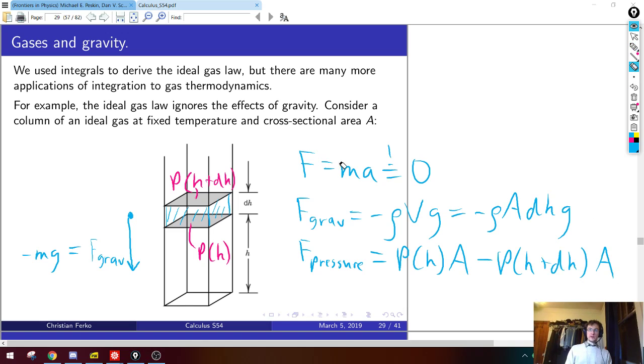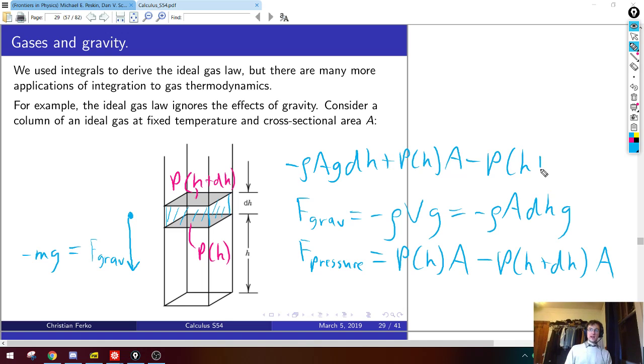Okay, so now we have our equation. The total force is 0, which means we're supposed to have minus rho A g dh, which is the first guy, plus P of h times A, minus P of h plus dh times A, equals 0. So that's just force balance.